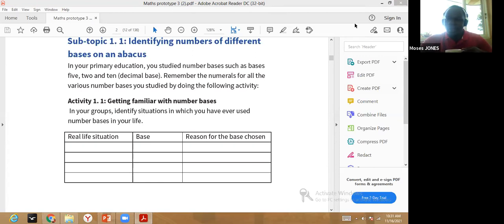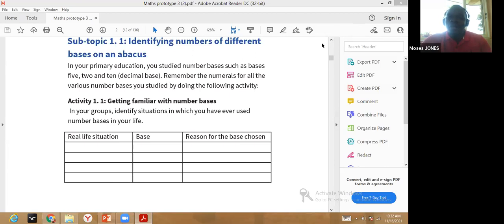Yes, Taylor. Days of the week. How? Because 7 days make a week. Because there are 7 days in a week. So 7 is the base, I think. Okay, so that's what Taylor said, that in his life he has seen bases working in the number of days. So you see that the number of days in a week, which is 7, makes up the base. That is base 7.